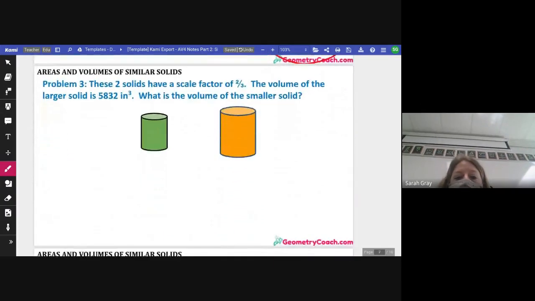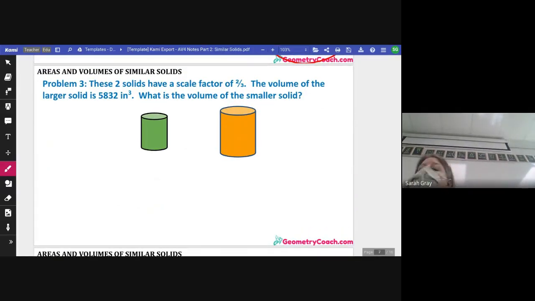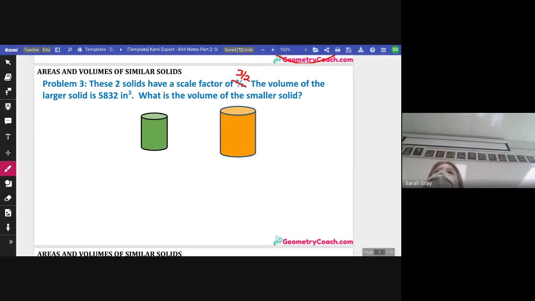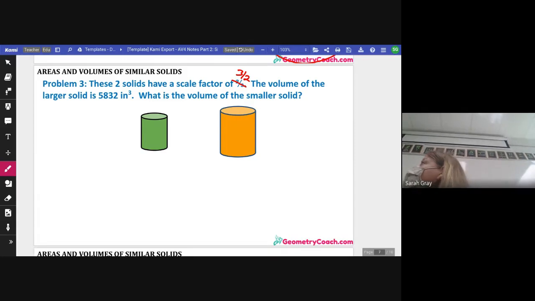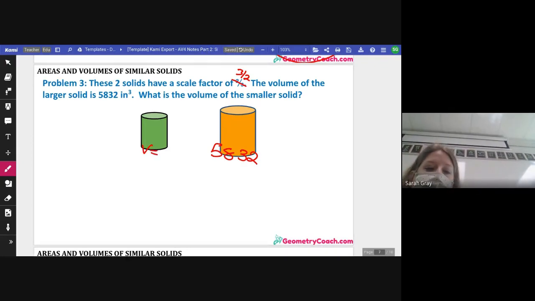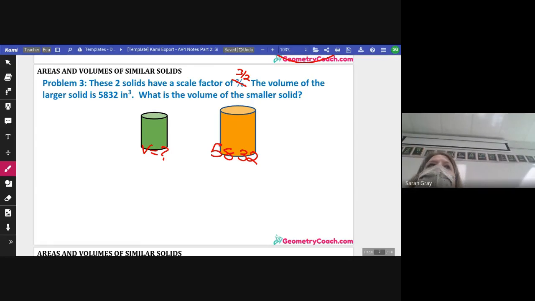All right. So there's a misprint on this one. Two solids have a scale factor of 2 to 3, but the way that I put them on the slide, it went small to big. So the scale factor is actually going to be 3 to 2. So that means something on the first shape times 3 halves is going to equal something on the second shape. The volume of the big one is 5,832 cubic inches. What is the volume of the small one?